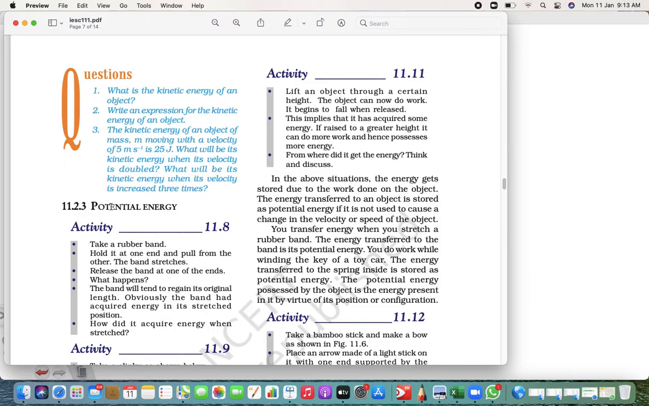My question is why? The answer for that is potential energy. The energy is transferred to an object and stored in the form of potential energy. It means if you lift an object and take it from one place to a certain height, whatever work you are doing, that work or that energy is transferred into potential energy, right? That is the reason the energy is stored in the form of potential energy.